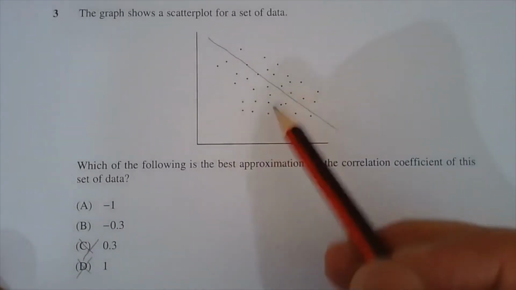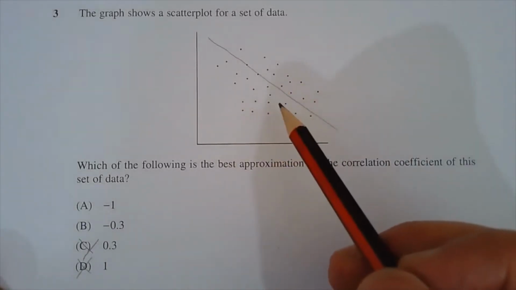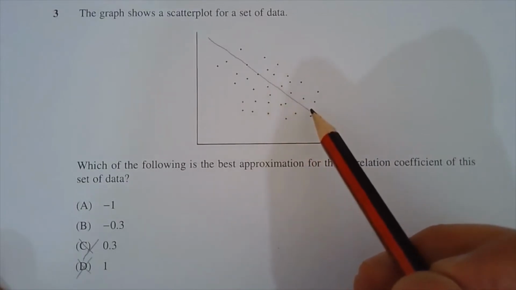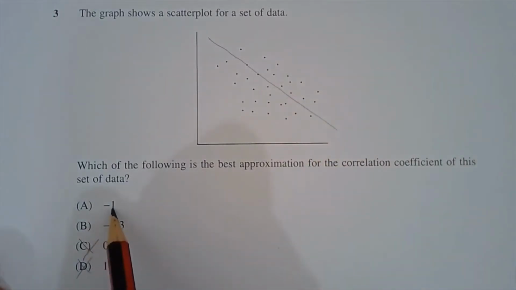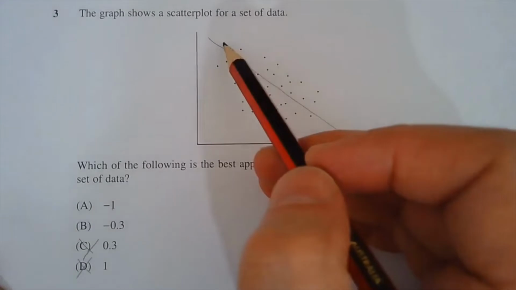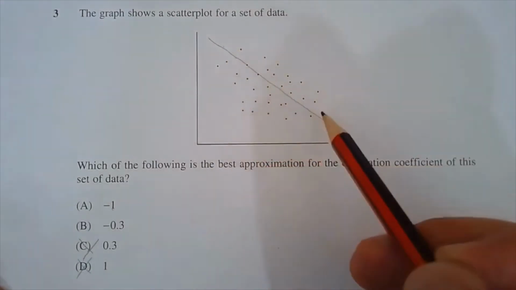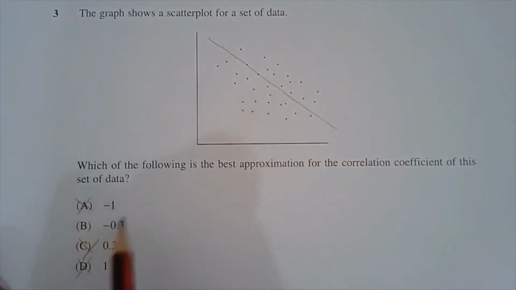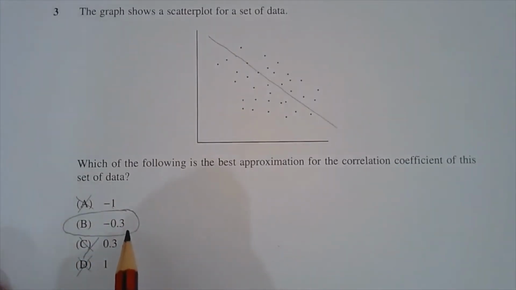The dots or the points are reasonably far apart from the line. -1 implies a perfect correlation. In other words, all the dots lie on the line itself. So it certainly can't be A. -0.3 makes sense. This implies a weak negative correlation. Option B.